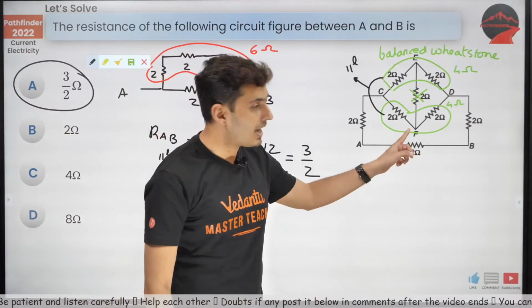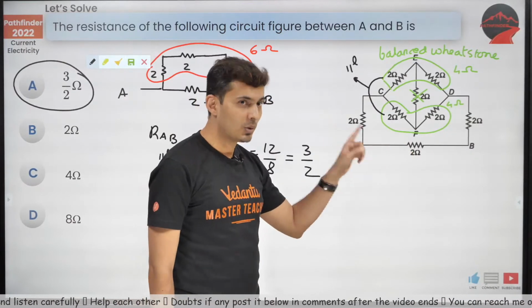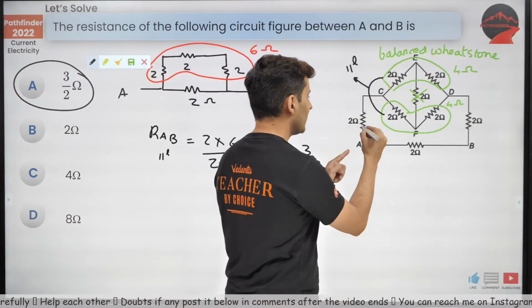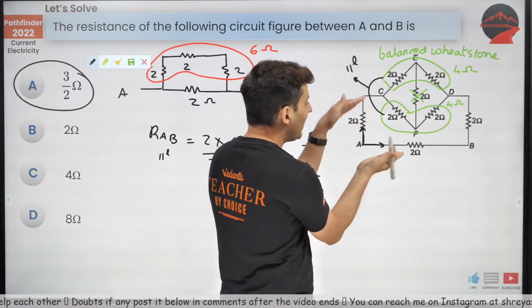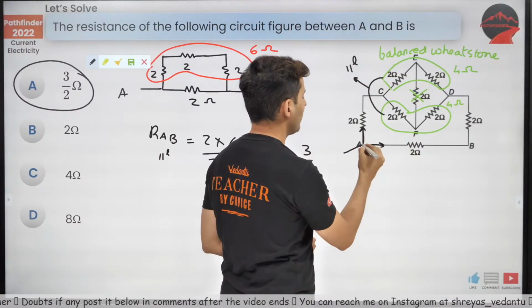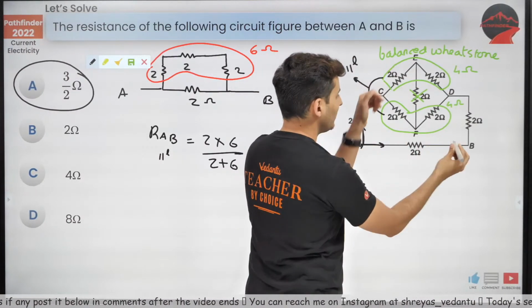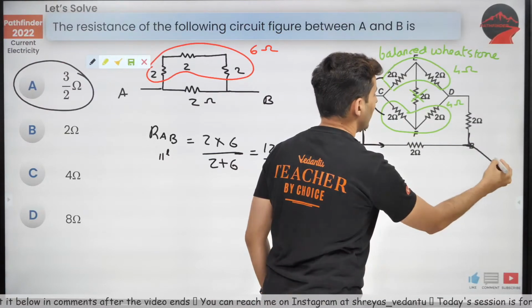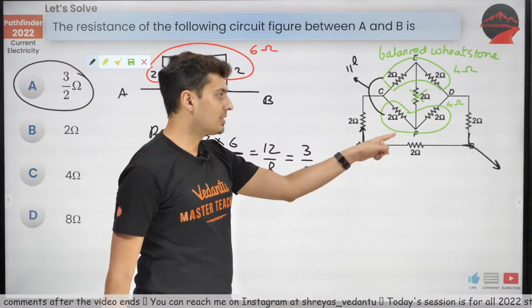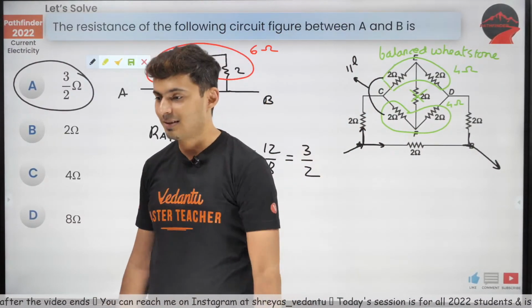Yep. Some of you might have forgotten the 2 ohm below. Do not forget that. So these are two parallel branches. From A, the current splits and again comes over here and comes outside. So be careful. This 2 ohm also has to be considered.